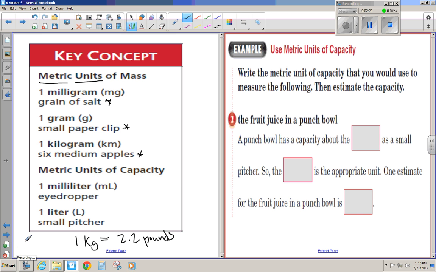Use a metric unit of capacity to solve this: the fruit juice in a punch bowl. A punch bowl has a capacity about the same as a small pitcher, so the liter is the appropriate unit. One estimate for the fruit juice in a punch bowl would be about 1 liter.